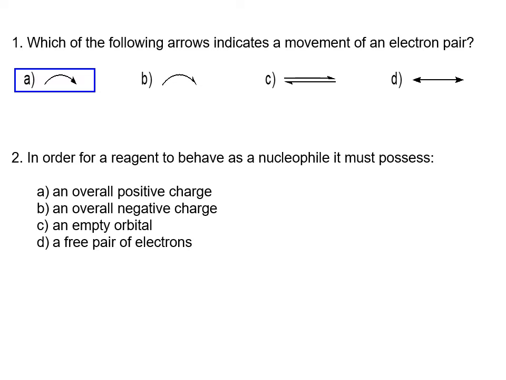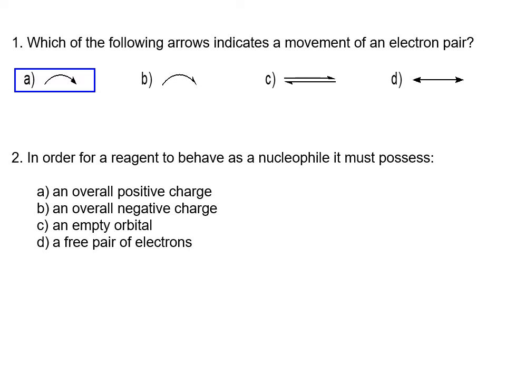Question number 2. In order for a reagent to behave as a nucleophile, it must possess A, an overall positive or negative charge. Nucleophilicity or electrophilicity of a reagent is not related to charge. The degree of it may be. Something may be a strong nucleophile if it carries a negative charge, or a strong electrophile if it carries a positive charge. But charge itself really does not matter. So neither A nor B could be correct answers.